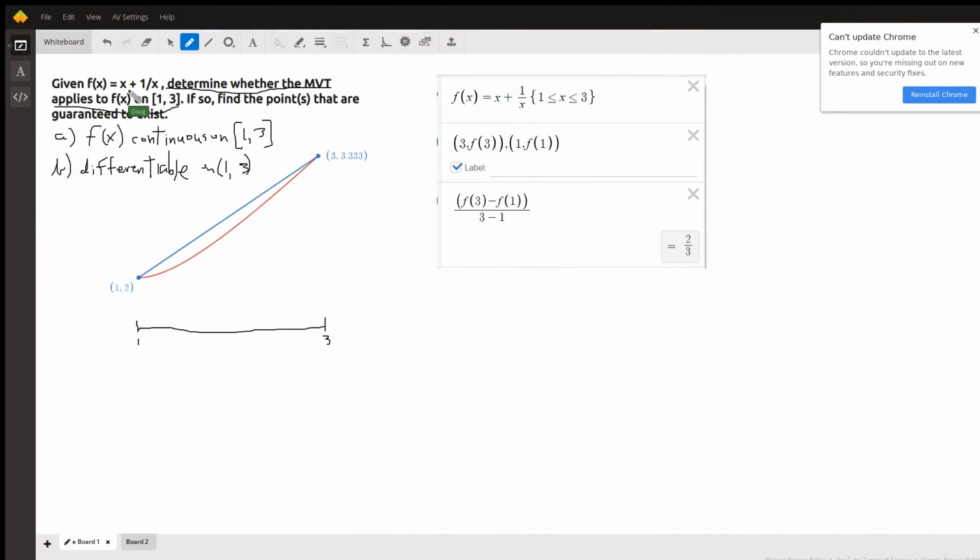Okay, we've got this function x plus 1 over x, which I've shown part of the graph here. This red curve, I've only restricted to the interval from 1 to 3. And we're supposed to show that there's a point on that curve where the tangent line to the curve at that point has the same slope as this secant line. So I've plotted the point 3, f of 3, which is right here, and 1, f of 1, joined them with a line segment, and calculated the slope. The slope of that line is 2/3.